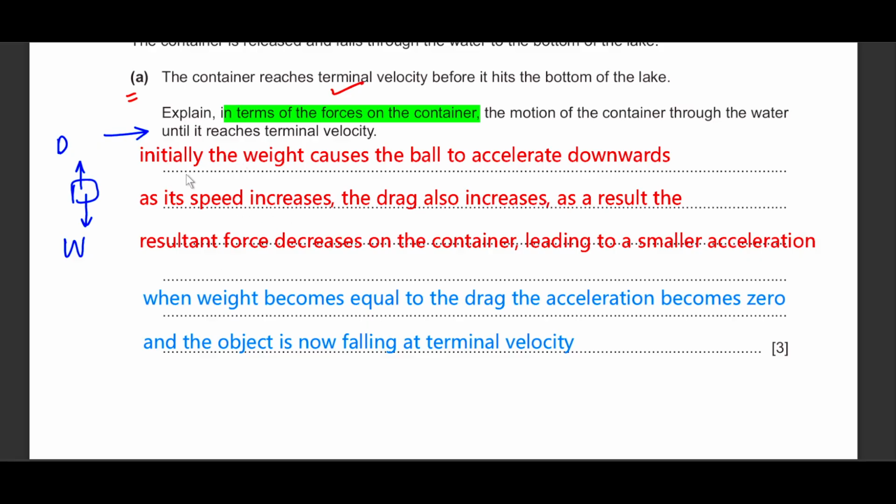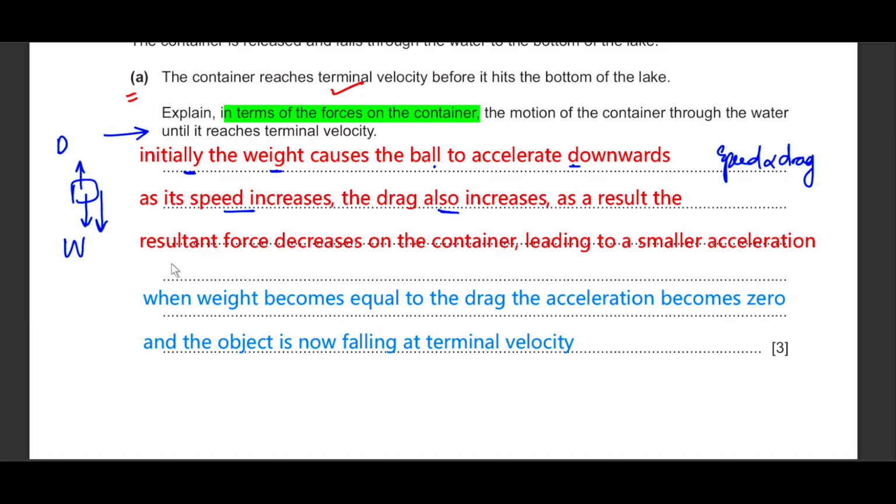So we talk about it from the very beginning. Initially, the weight causes the ball to accelerate downwards because there is no movement yet. It's very early. And as the object starts moving down, it gains speed. And as the speed increases, the drag also increases because speed is proportional to drag. Same thing when you run, you feel all the air gushing through you. If you're just walking, you don't feel that much air.